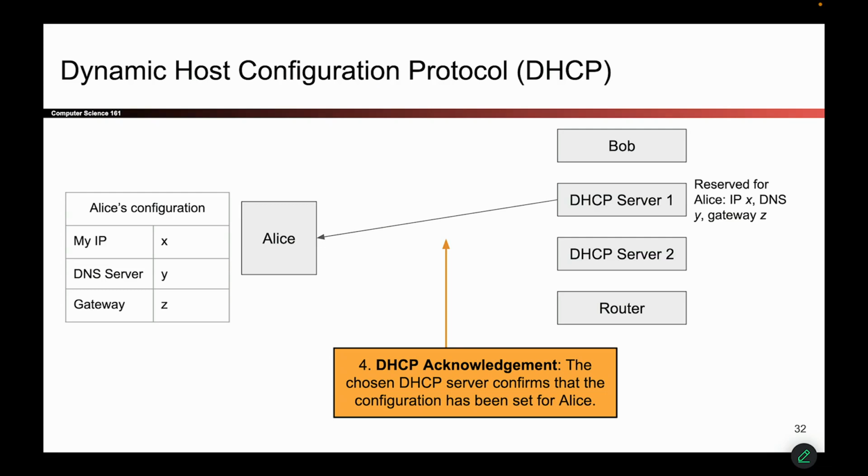So those are the 4 steps. To recap, Alice broadcasts a discover message to everyone. 1 or more DHCP servers reply directly to Alice with an offer. She broadcasts telling everyone which offer she liked and which one she chose. And then at the very end, the server that was chosen replies with an acknowledgement just to confirm that everything worked out. Those are the 4 steps of DHCP.